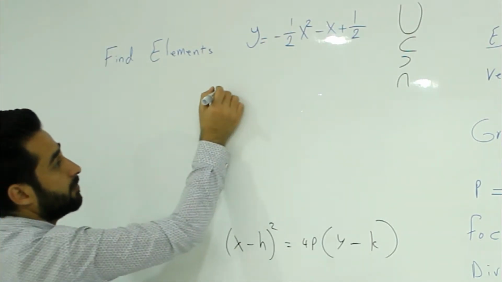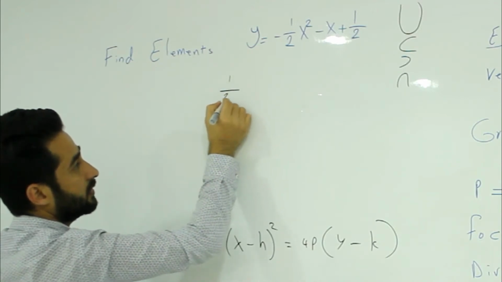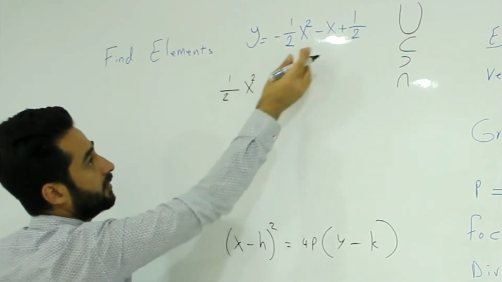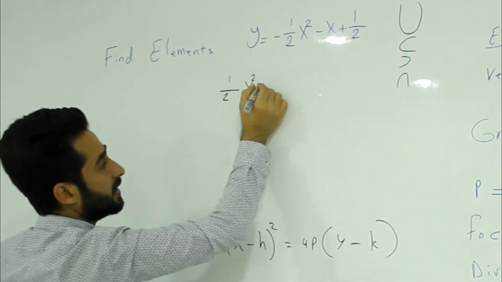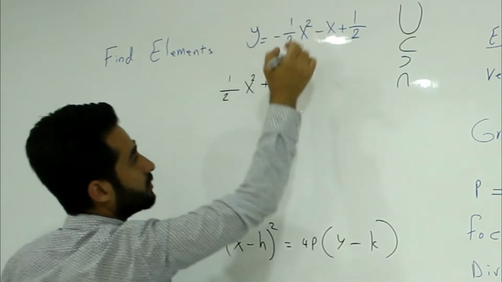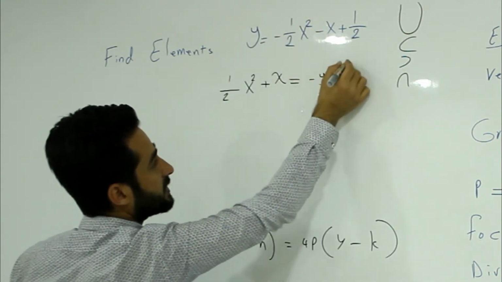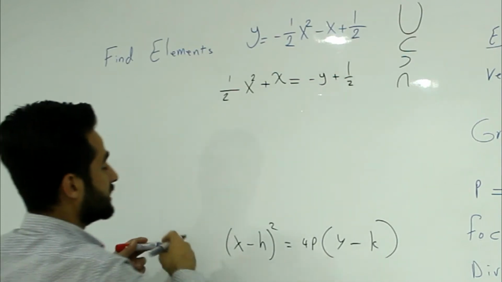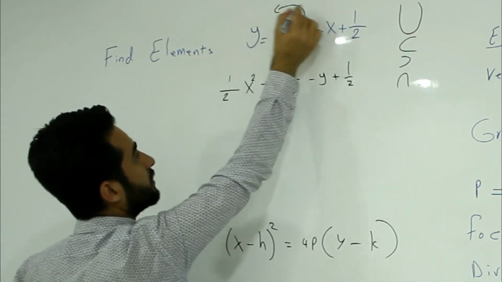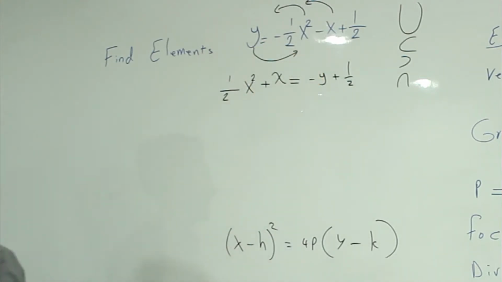So we can say minus 1 over 2 comes here, it becomes 1 over 2 x squared. Minus x comes to this side, it becomes plus x, which is equal to y going to the other side, it becomes minus y plus 1 over 2. I just send those two to this side and this one to this side. Okay, I just exchange their places.